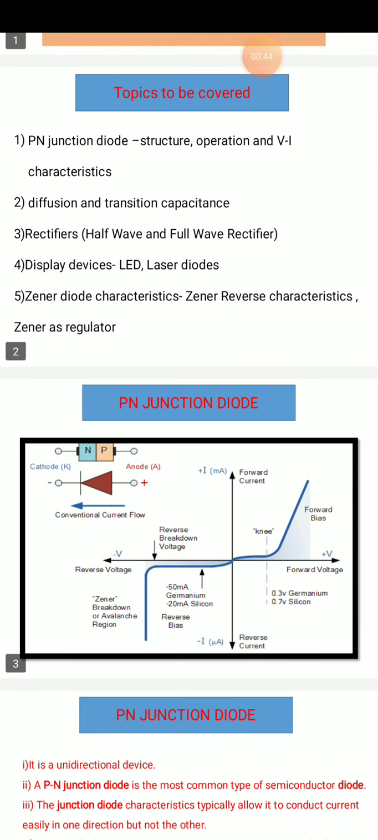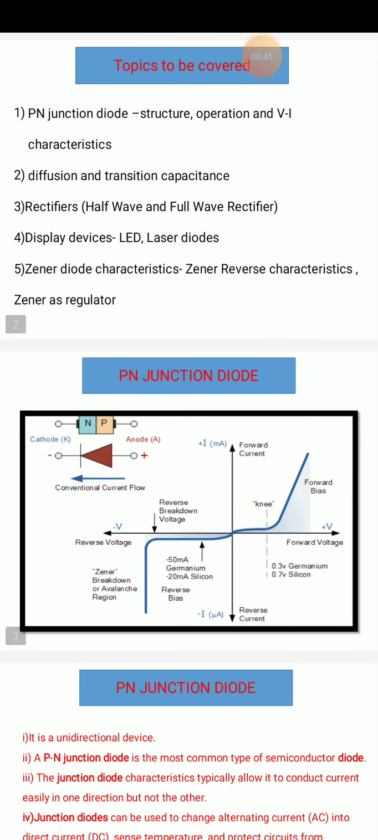So this is unit number 1. The topics to be covered are mentioned here. First we are going to see the PN junction diode: its structure, operation and VI characteristics. The second topic is diffusion and transition capacitance: what is the use and how to calculate these two important parameters.